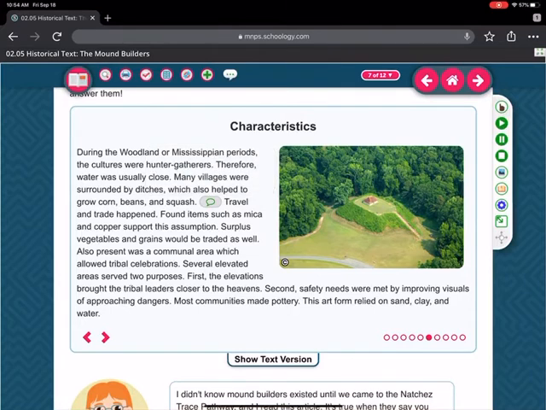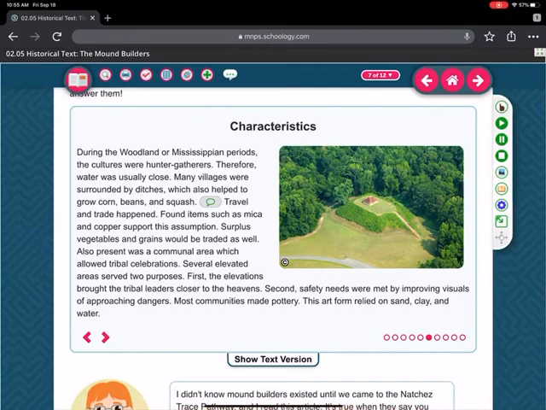Travel and trade happened. Found items such as mica and copper support this assumption. Surplus vegetables and grains would be traded as well. Also present was a communal area which allowed tribal celebrations. Several elevated areas served two purposes. First, the elevations brought the tribal leaders closer to the heavens. Second, safety needs were met by improving visuals of approaching dangers.